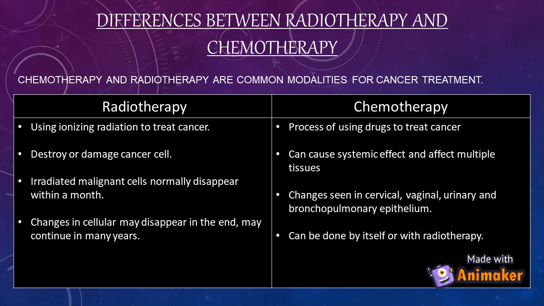Chemotherapy is a process of using drugs to treat cancer. It can cause systemic effects and affect multiple tissues. Therefore, changes are seen in cervical, vaginal, urinary, and bronchopulmonary epithelium. So, this treatment can be done by itself or with radiotherapy.